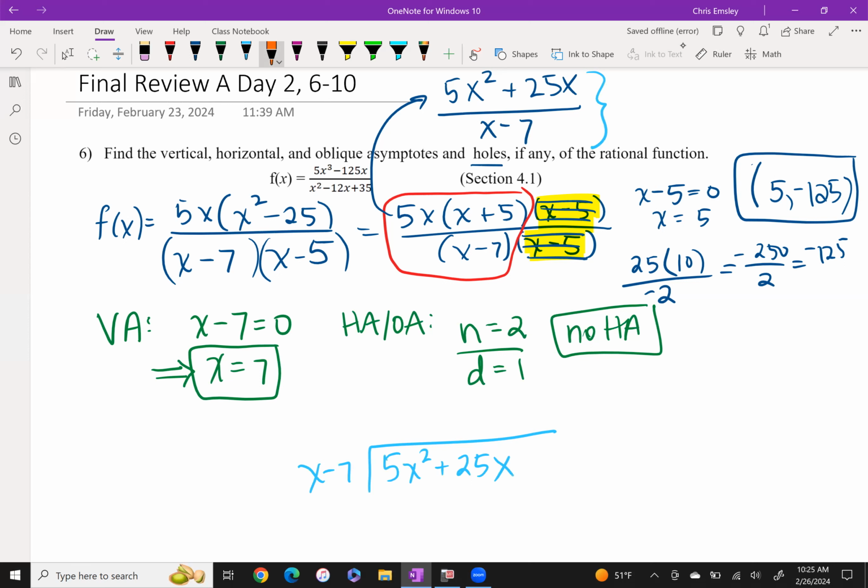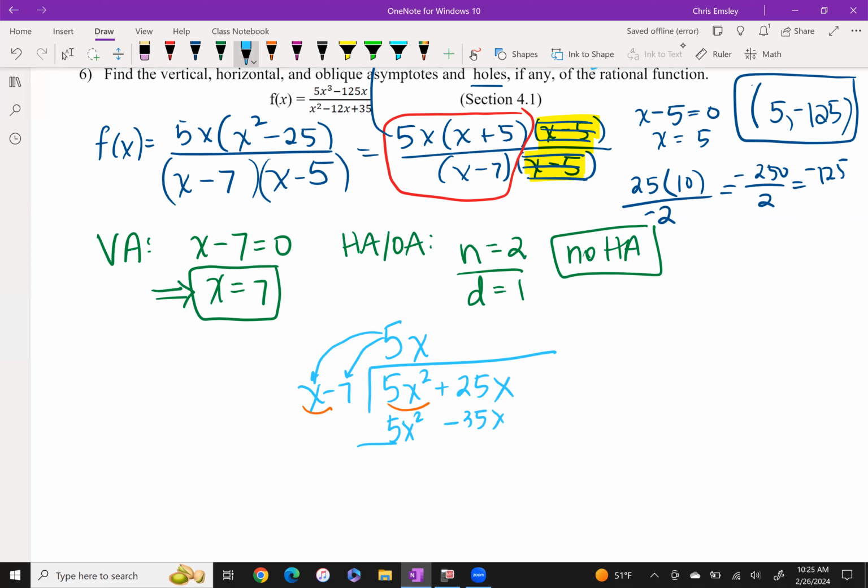So what do I have to multiply x by to turn it into 5x squared? I need a 5 for the coefficient and one more x. And then I distribute this down. I multiply by both terms. So I get 5x squared minus 35x. Then we subtract. So if we subtract the negative 35, that becomes plus 35. The first column, if we've done everything correctly, should always zero out.